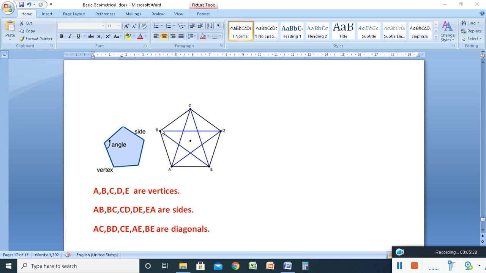Okay, and then adjacent sides. If you take AB, the next side is called an adjacent side. If you take AB, what is the next side here? BC. So BC is adjacent to AB. Otherwise, you can say for side BA, the adjacent side is AE. So these are the adjacent sides. And then if you take a point A, what is the adjacent vertex for this? The next point, the next vertex, B. So B is an adjacent vertex for point A.